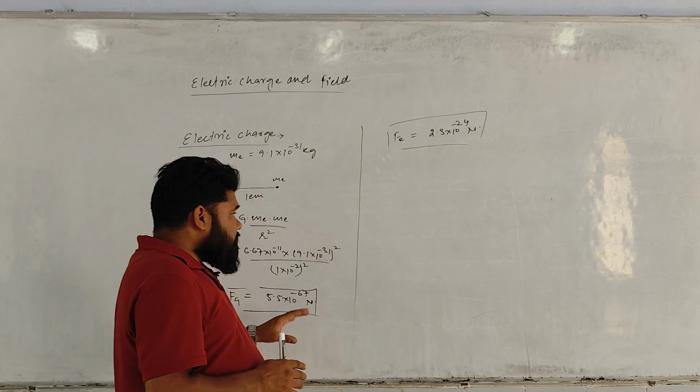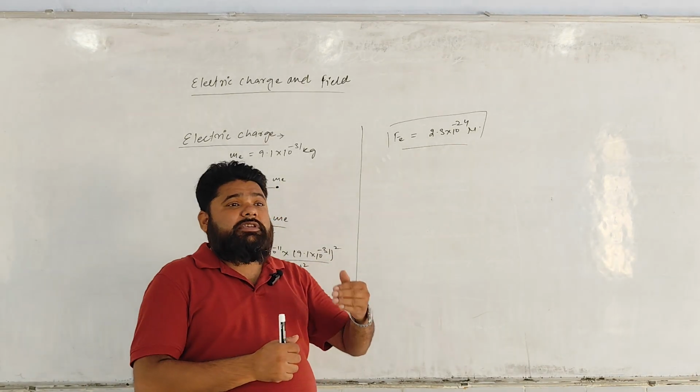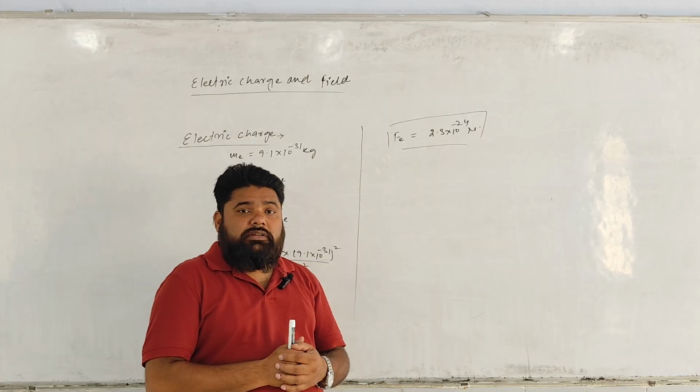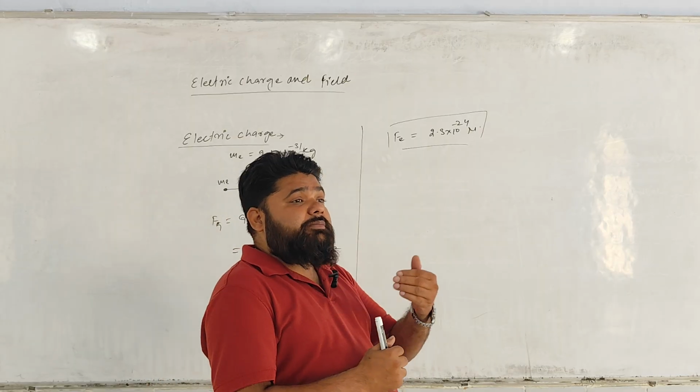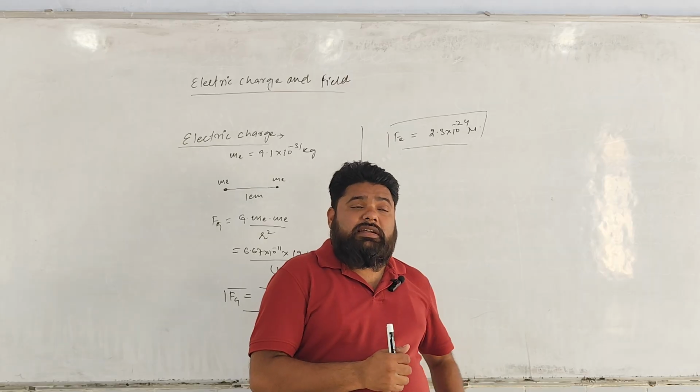However, when the two electrons repel each other, that means the electron has some additional property. The electron must carry some additional thing with itself, and that additional thing is called electric charge.